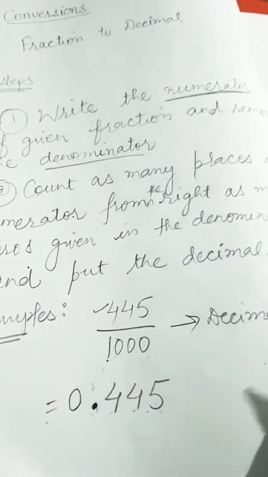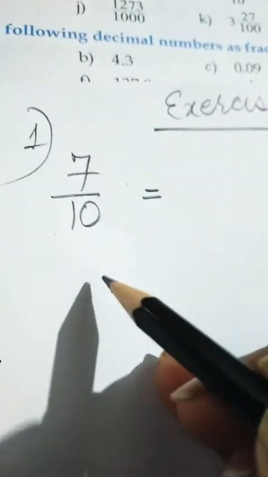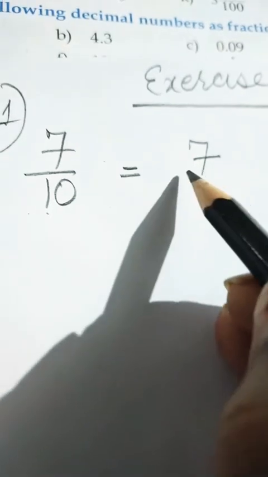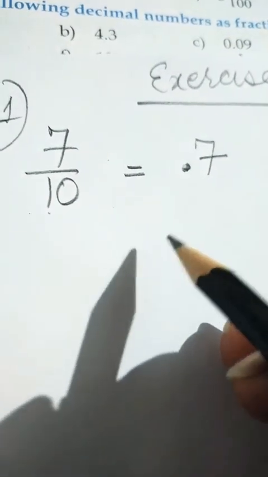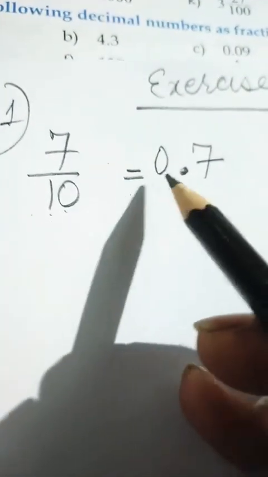Now we will do the sums of exercise 7.2. First sum, all the parts. You have to do them in your fair notebook, and here I will tell you some of the sums as an example so that you can understand the concept properly. First sum of exercise 7.2 is 7 over 10. We have to convert this into decimal. We will write only the numerator. After 1, 0 is there, so after decimal 1 digit should be there. So here we will put one good looking 0. Like this, 7 over 10 is equal to 0.7.